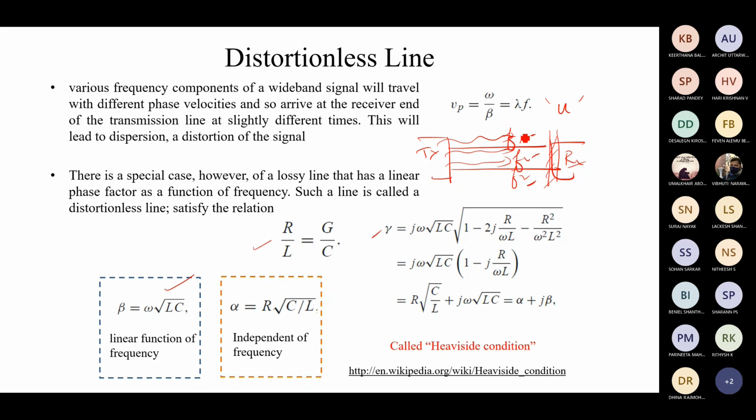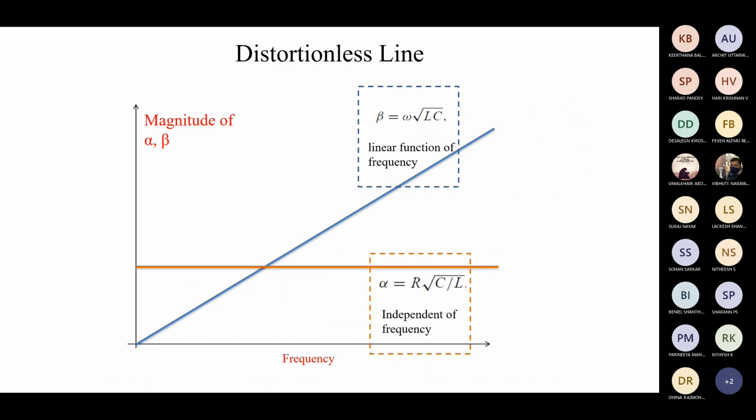So this frequency will have u, and this also will have the same u value since they are linearly related. So when the frequency increases, the phase velocity will remain the same. All the waves will travel with the same delay and will reach the receiver at the same time. Because of that, the clashing between the frequency components will also be solved. So this is what is expected for the distortionless line.